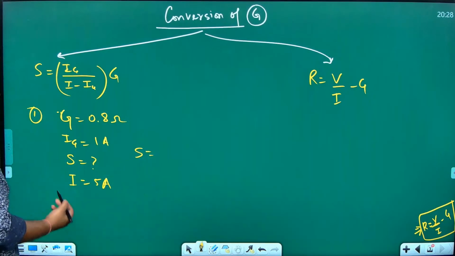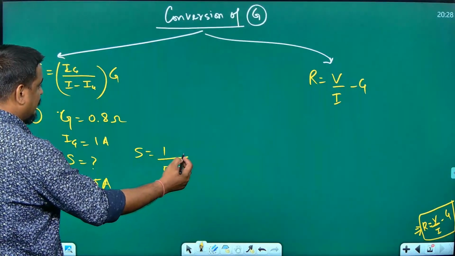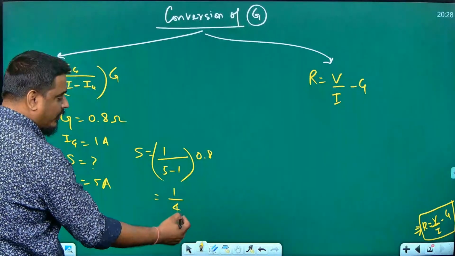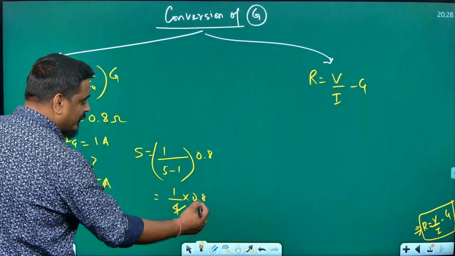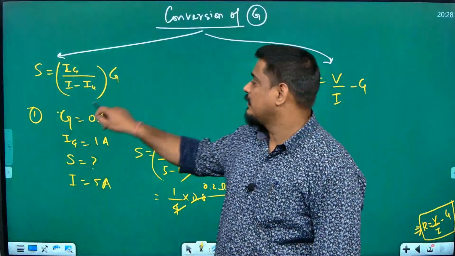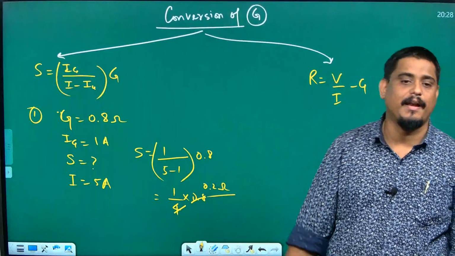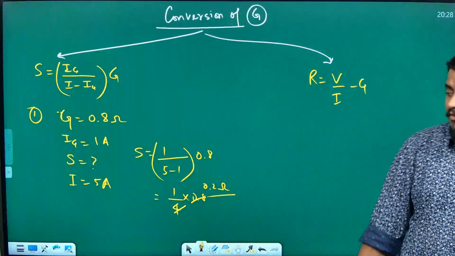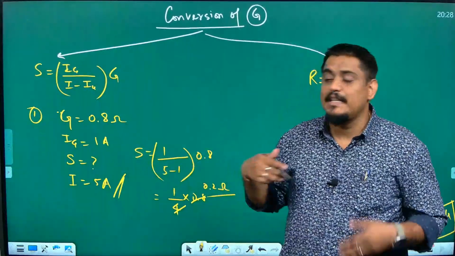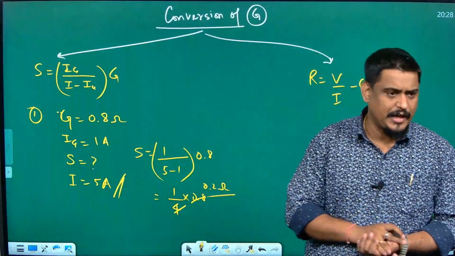I think Pratap, you got the answer already. S is Ig by I minus Ig into G, that is 1 by 5 minus 1 into 0.8. That's all. So 1 by 4 times 0.8, which will give me 0.2 ohms. So if I connect this 0.8 ohm and 0.2 ohm in parallel, I am going to get an ammeter which can measure 5 ampere current. So from 1 ampere, I increased the range of the ammeter up to 5 ampere. Are you getting my point?